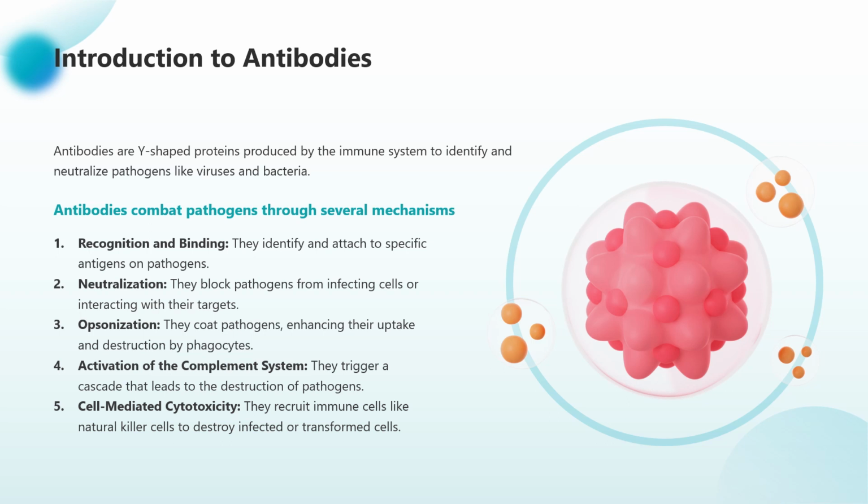Antibodies are like the body's own security team, each with a specific target in mind. Here's how they work. First, they spot and latch onto unique markers, called antigens, on pathogens. Once attached, they block these baddies from invading our cells or wreaking havoc. They also flag pathogens for cleanup, making them easier for immune cells to eat up. Plus, they kickstart a reaction that can obliterate these invaders. And when things get really serious, they call in backup, like natural killer cells, to take out infected or altered cells. All these actions are crucial for keeping us healthy and fighting off infections.